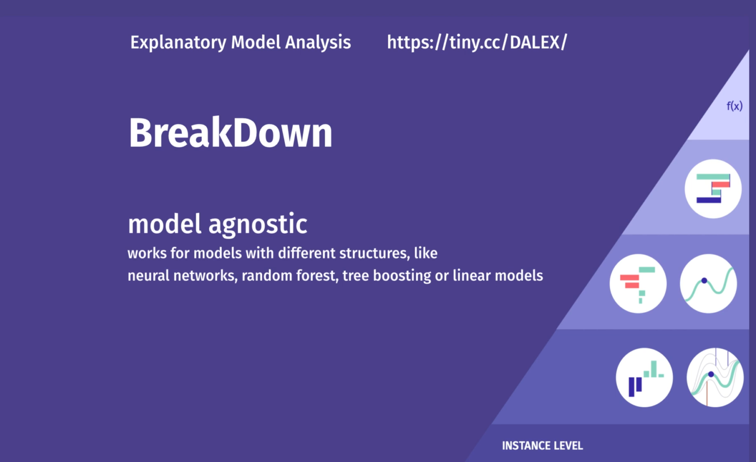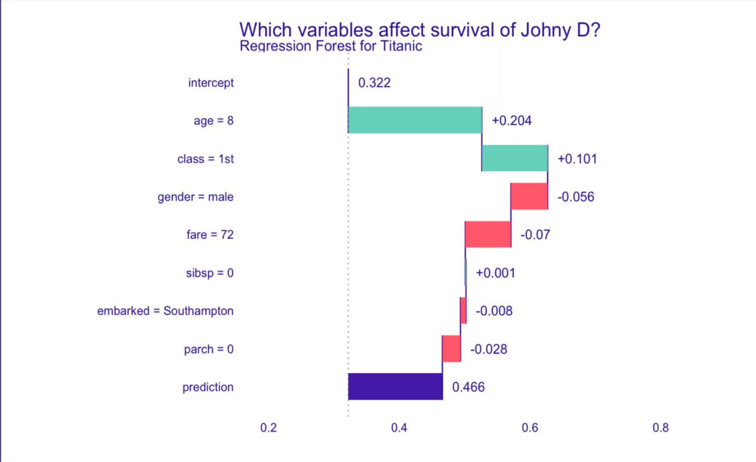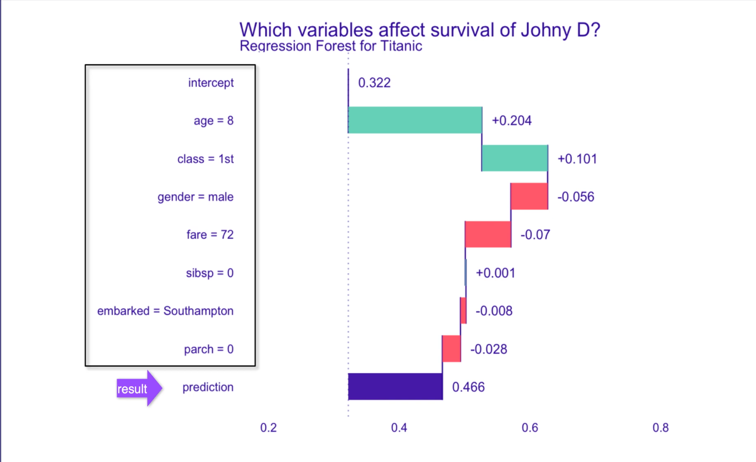Before we jump into the Python code, let me remind you what breakdown is for. Breakdown is the model agnostic method. It means that it works for any model without assuming anything of its internal structure. It can be used for neural networks, random forest, tree boosting, or linear models. It is also an instance-specific method. It means that it explains the result of the model for a single observation. For the example related to the sinking of the Titanic, the breakdown method explains model results at the level of predictions for individual passengers. The purpose of this method is to break down the model result in components that can be attributed to individual variables.